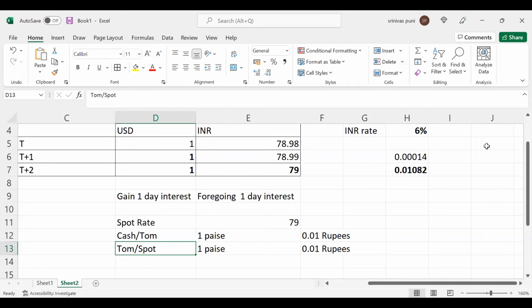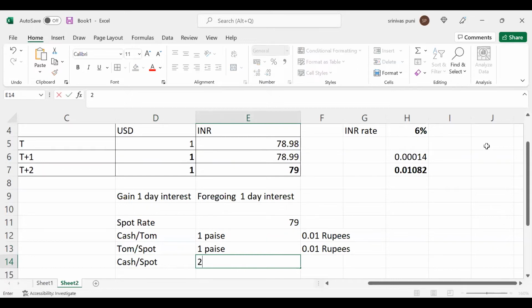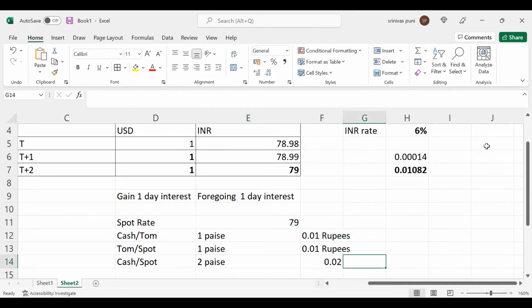How do you get that rate? By looking at the spot rate 79 and also by looking at the cash-term and the term-spot rates, you can actually derive how much my cash rate is. That means cash to spot will be how much? Cash to spot will be simply the addition of these two rates, right? Because 1 paisa is spot to term and 1 paisa is term to today, or today cash. So 2 paisa is basically the difference, 0.02 rupees will be the rate.